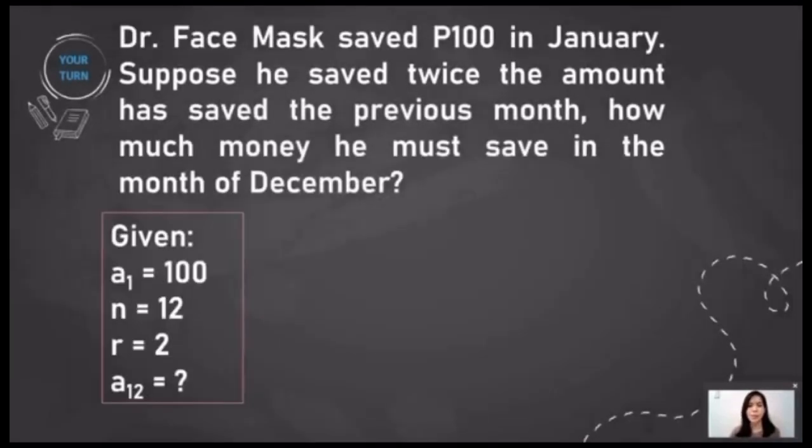Okay, now let's solve the problem. Here are our given. For our first term, that will be 100 because it's the amount saved by Dr. Face Mask in the month of January. Now, our common ratio is 2 because Dr. Face Mask saved twice the amount he saved the previous month. Okay? Then, we are looking for our a sub 12 because remember that in a year, December is our 12th month. Okay? Now let's use our formula.